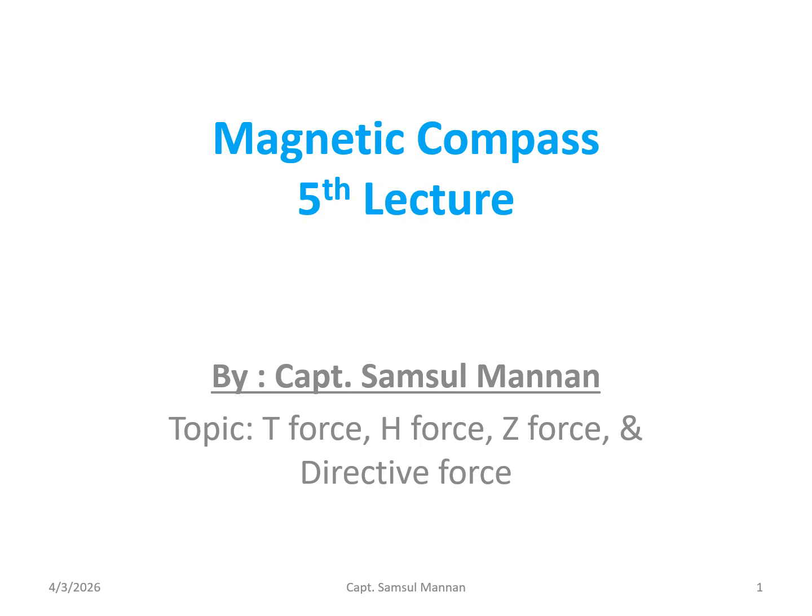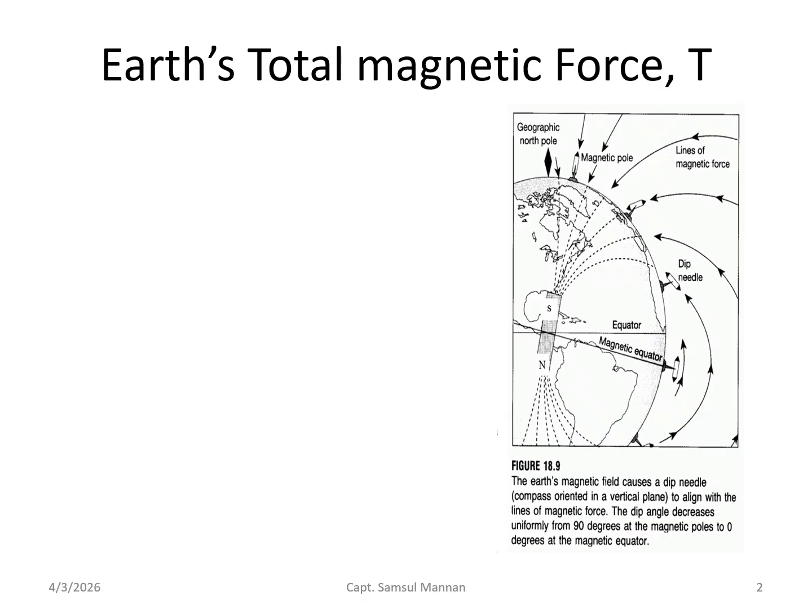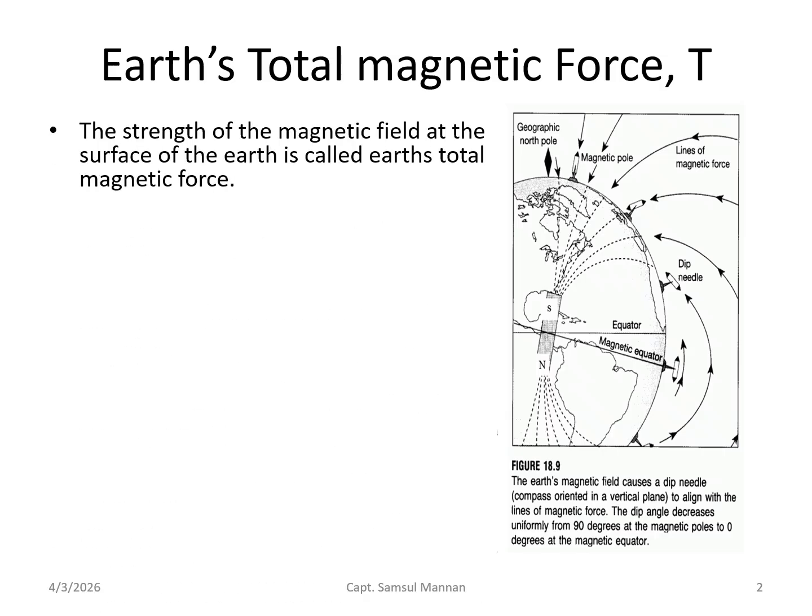Welcome to the fifth lecture of Ship's magnetic compass. In this lecture, we'll learn about Earth's different magnetic forces, which include T force, H force, Z force, and directive force. Let's start. What is Earth's total magnetic force?